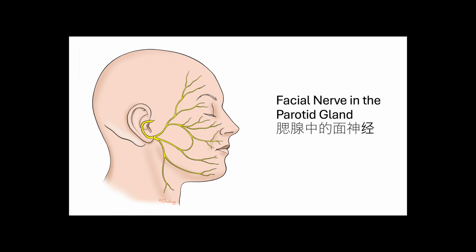Electrical stimulation thresholds here are generally higher, around 0.3 to 0.5 milliamps, because the branches are encased in fascial tissue and partially insulated by glandular stroma.